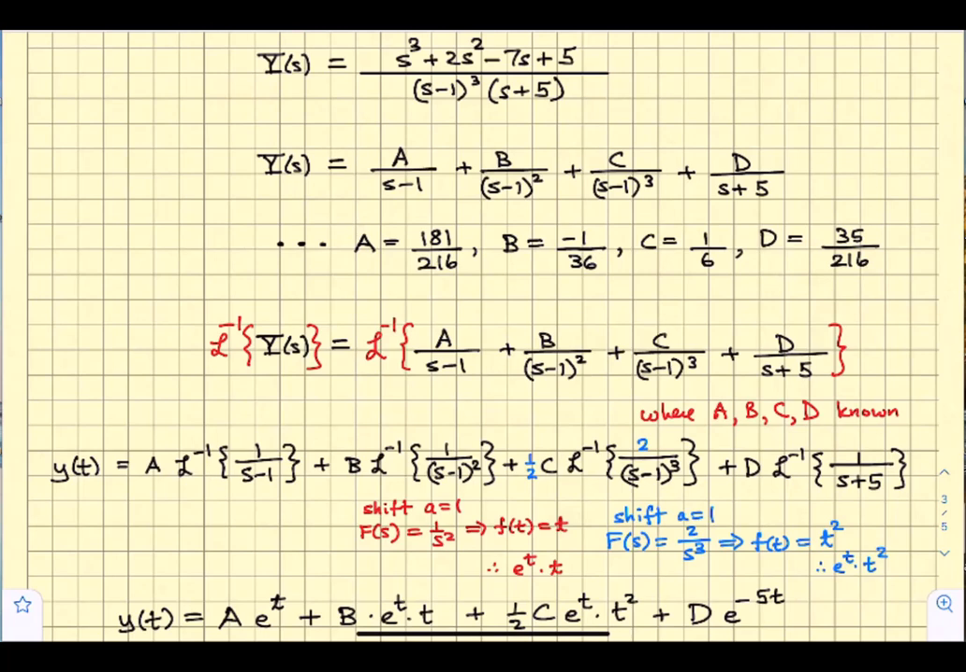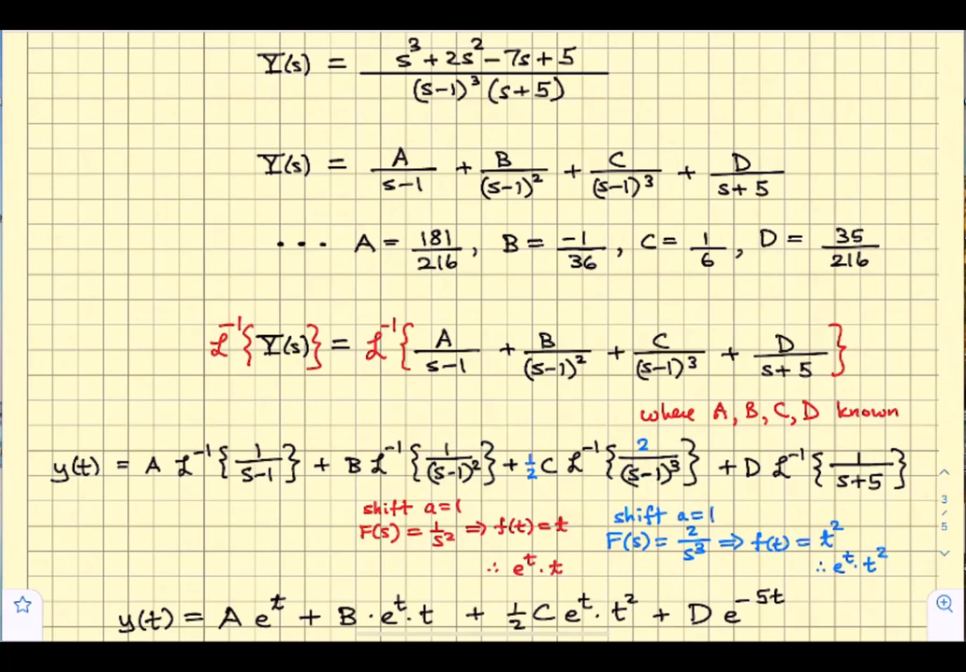And so now I will inverse transform this to get big Y. I'll inverse transform this by pulling the A out, pulling the B out, pulling the C out, pulling the D out. And then if you look at this, I need to make sure everything is doable and table friendly. This is on my table. If you look at this, this is a shifted version of something that's on my table, so I know how to inverse transform this. I have to be careful here.